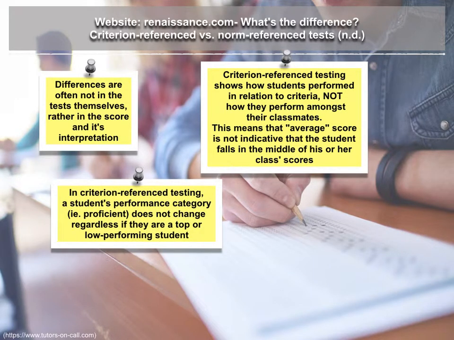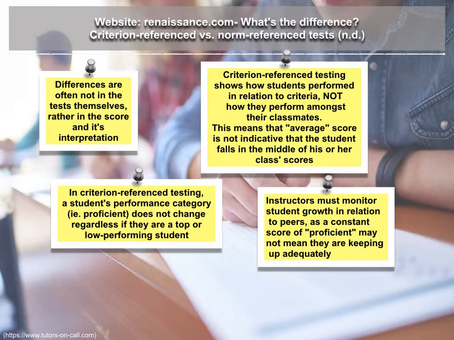And in this type of testing, a student's performance category, like proficient, advanced, doesn't change regardless if they are a top or low performing student. It's only against themselves and their previous scores. Instructors must monitor students' growth in relation to peers, as a constant score of proficient may not mean they're keeping up adequately. It just means that they may be staying proficient as they were before on the criterion reference style. This is where the norm referencing becomes important to make sure they're keeping up with the rest of their classmates, because criterion referencing is often not enough to know if they're staying up to par.